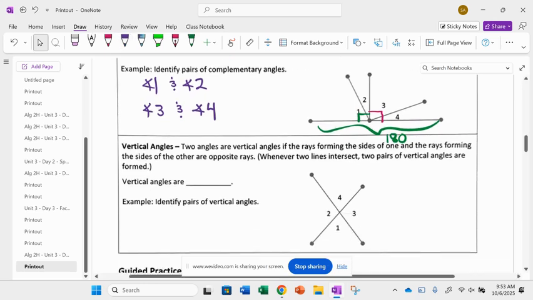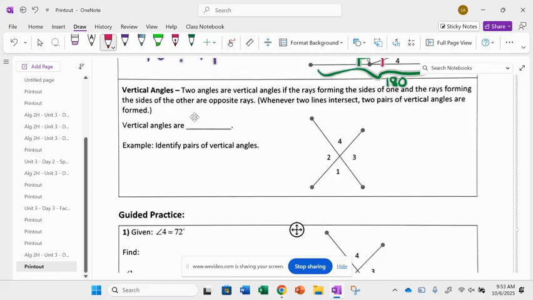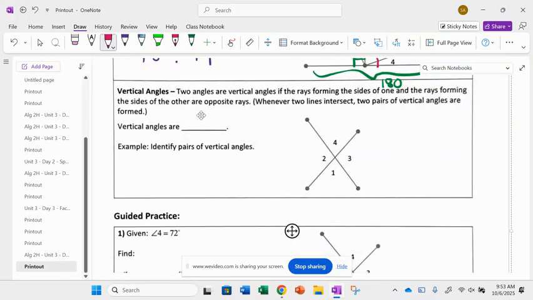Okay. Another type of angle are vertical angles. Two angles are vertical angles if the rays forming the sides of one angle and the rays forming the sides of the other angle are opposite rays. Whenever two lines intersect, two pairs of vertical angles are formed. And there's a theorem here that tells us vertical angles are congruent. What does it mean to be congruent again? The same. So anytime we have vertical angles, they're going to be congruent. They're going to be the same.